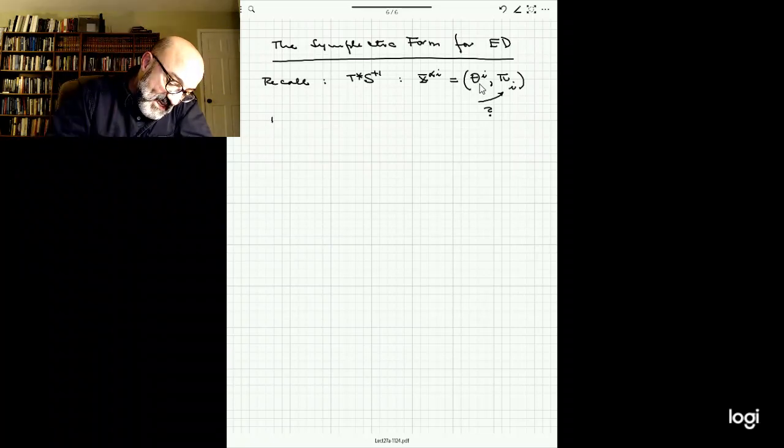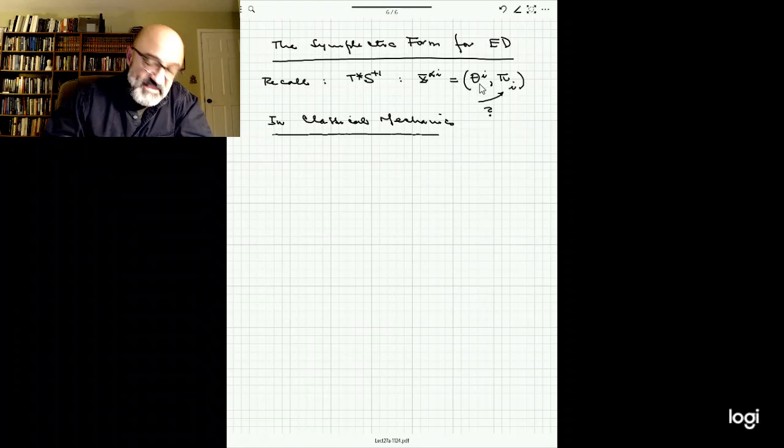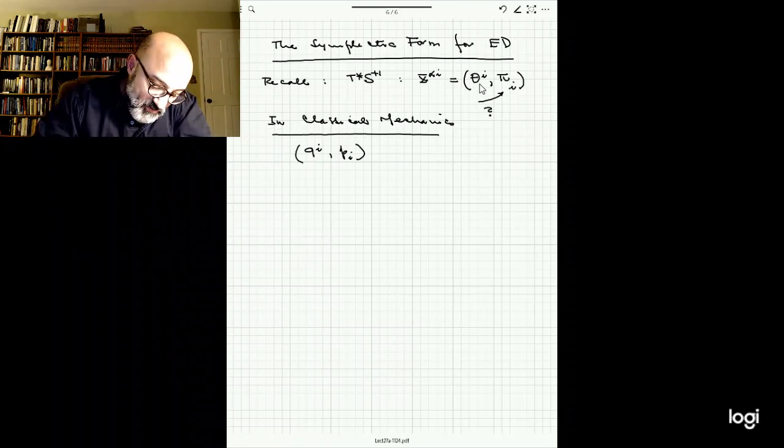In classical mechanics, we do assign a symplectic form by saying, look, you have coordinates and you have momenta. Where do the momenta come from?